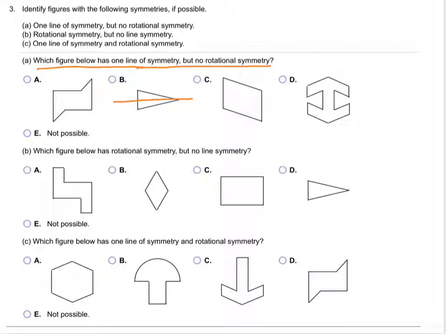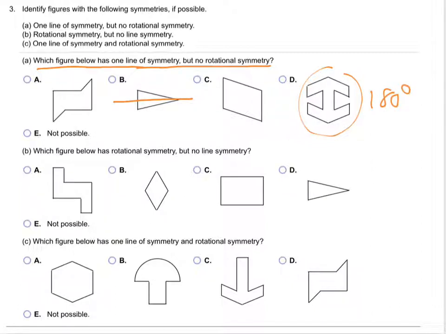Remember, a symmetry line is a fold line. It's the same on both sides of that line. You could fold it on that line and it would come onto itself, right? And does it have no rotational symmetry? Yeah, that's true, it doesn't. Remember what rotational symmetry is? How about this one? If you flipped it halfway, if you flipped it 180, it would look the same.